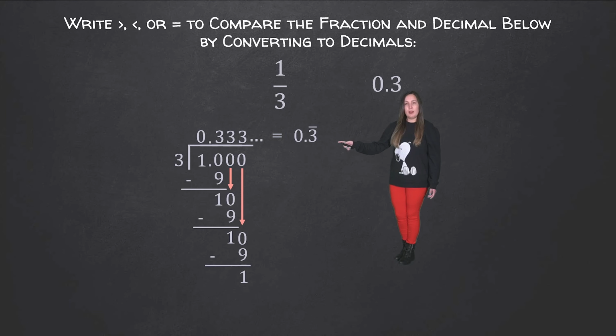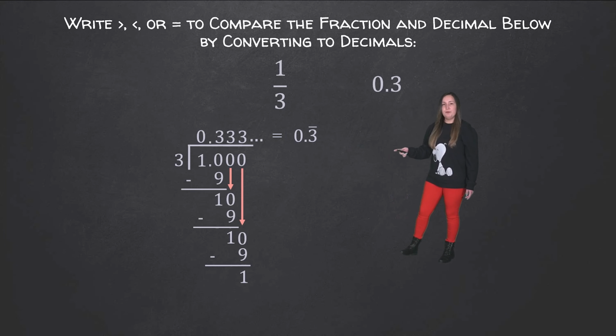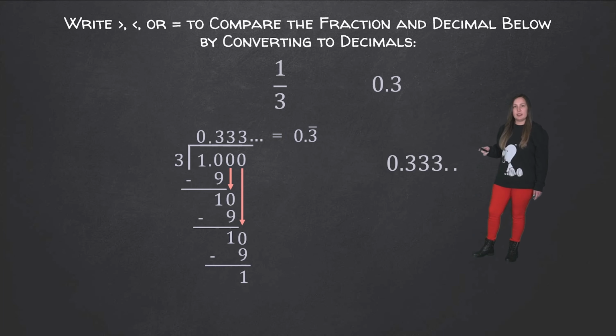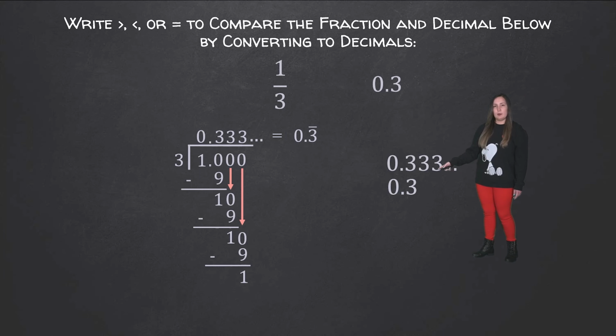So it's going to be equal to 0.3 with a line on top of it, showing that the 3 keeps repeating over and over again. So right here, we have 0.333... It's just going to keep going. And then underneath it, we're going to write 3/10 to help us compare.